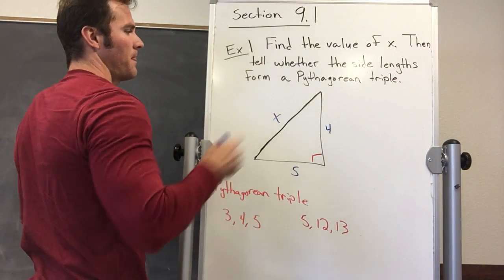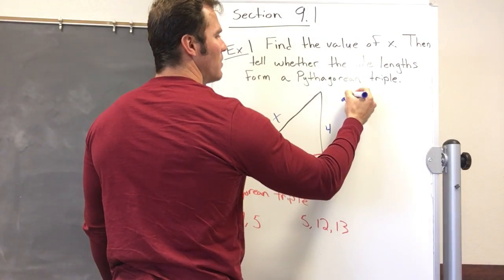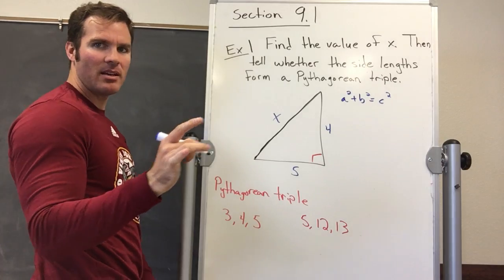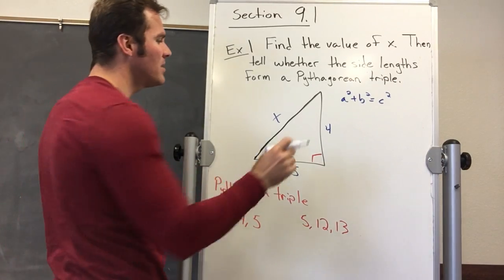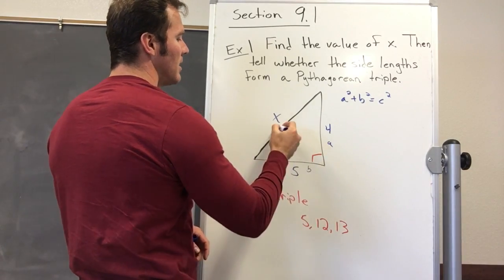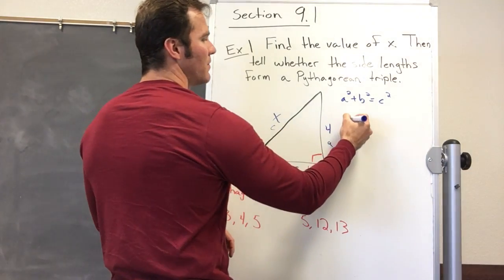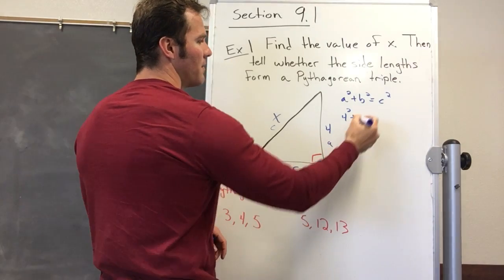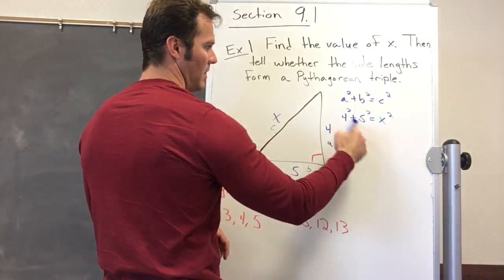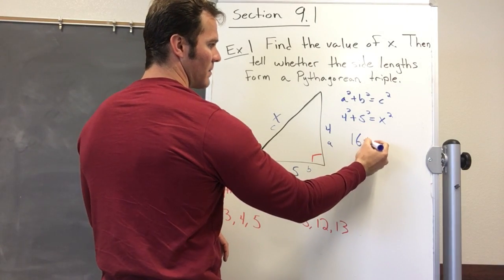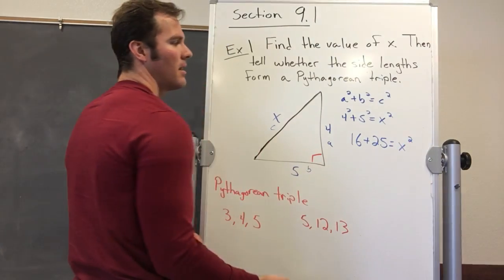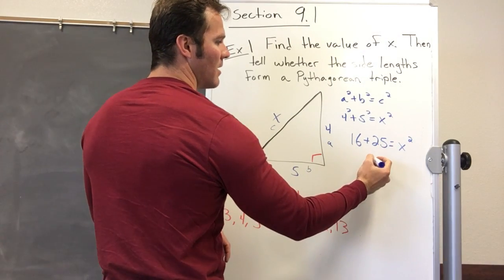The Pythagorean theorem is a squared plus b squared equals c squared. C is always the hypotenuse. It's always the longest side, okay? So we've got a, b, and c. So a is 4 squared, b is 5 squared, and c is x squared. 4 squared is 16. 5 squared is 25, plus x squared. Combine this and you get 41.